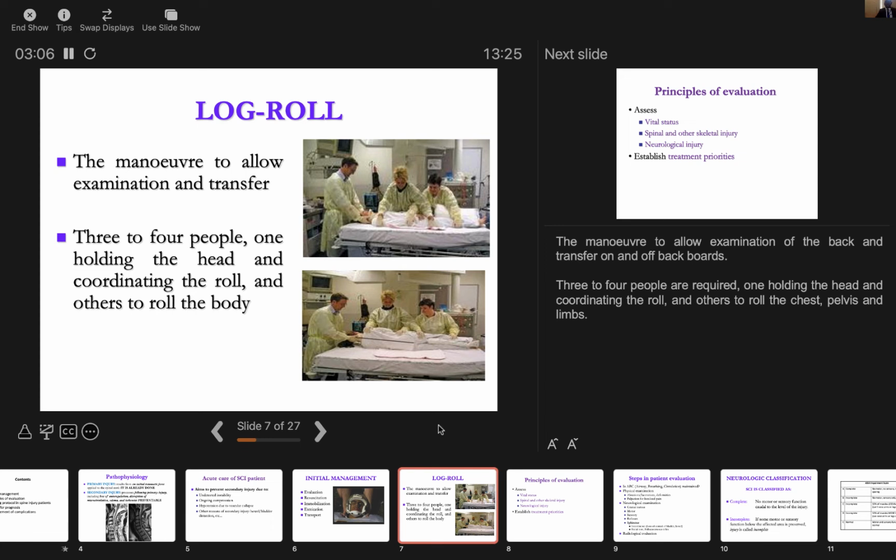Let's look at them. This is a known maneuver. We all know that kind of thing. We need to be very careful with these patients. The main person fixes the cervical spine, and others have to move the body between the tables, and the examination should be done in a proper place with that maneuver.